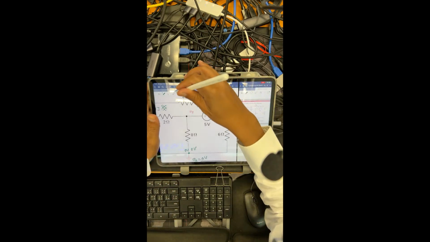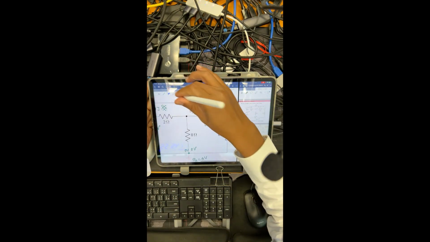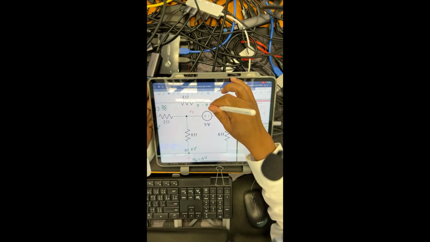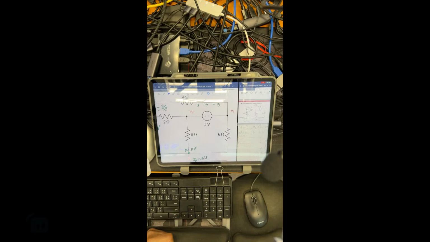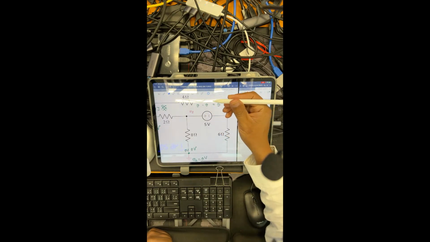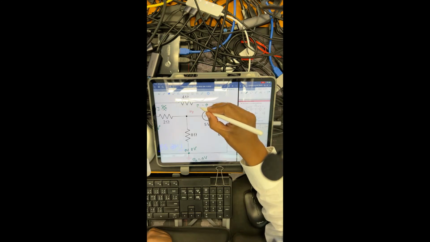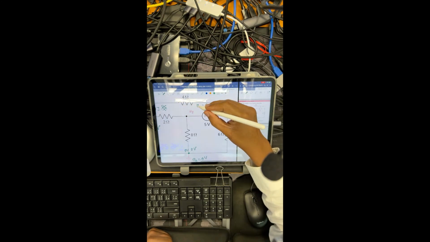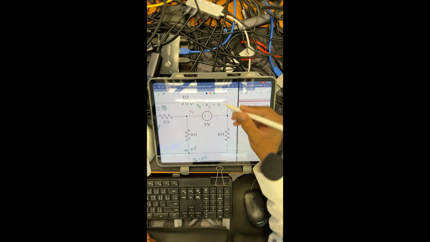You should pay attention to the positive and the negative side of the voltage source. Which one is higher? Because the positive side is oriented to V2 and the negative side is directed to V3, it means that V2 is higher. V2 is greater than V3 by 5.